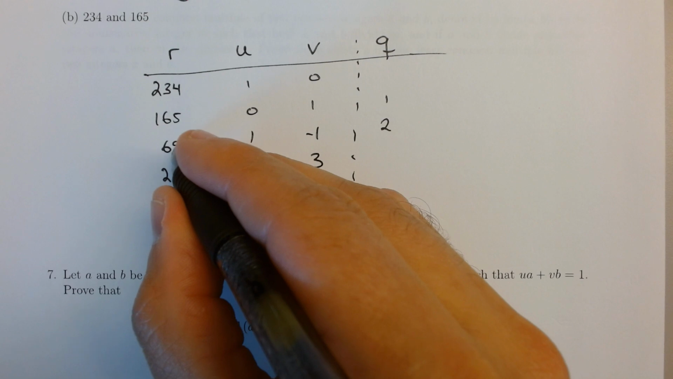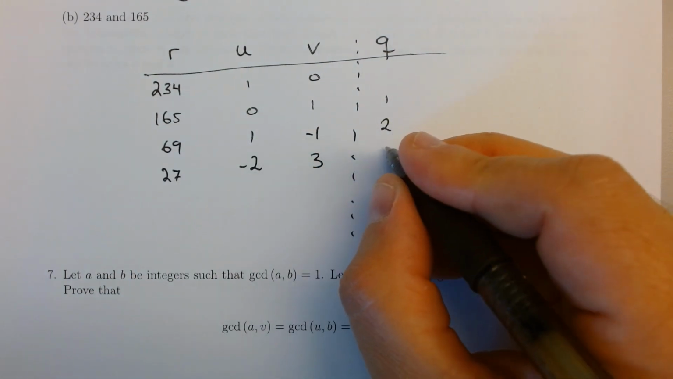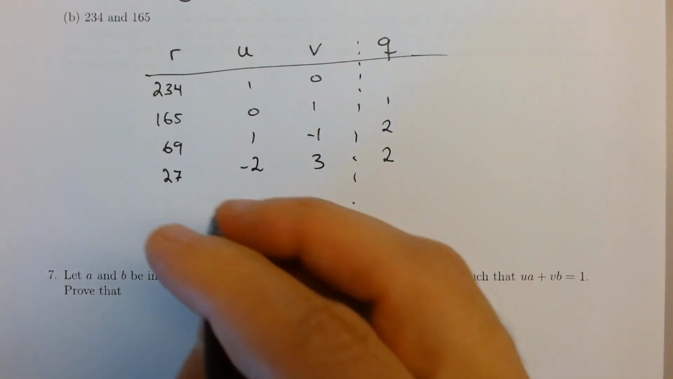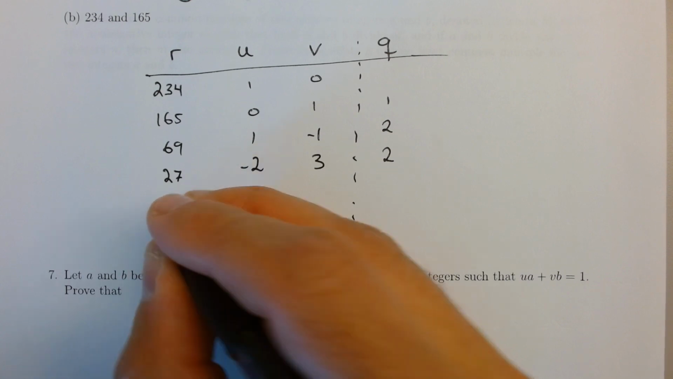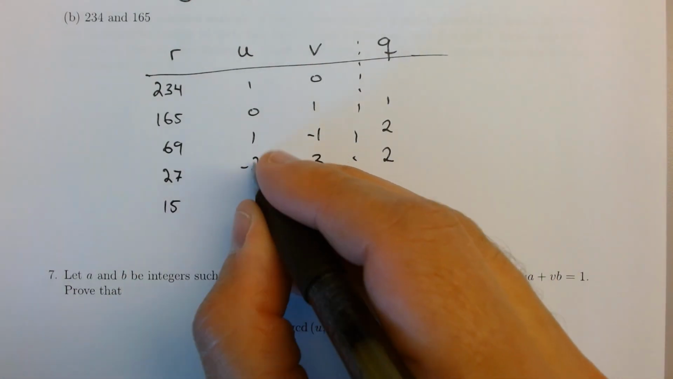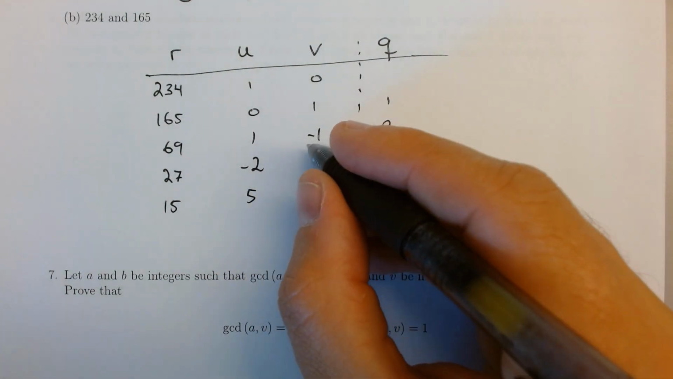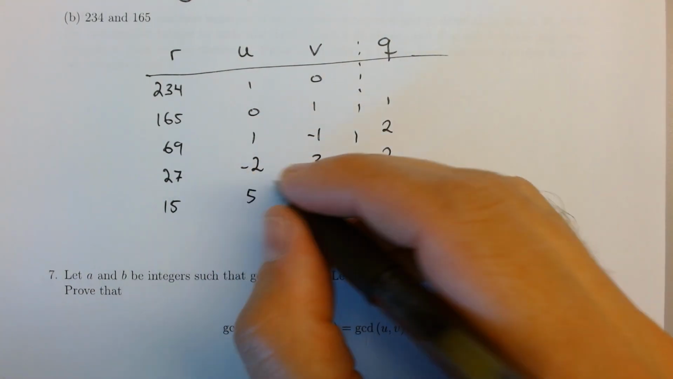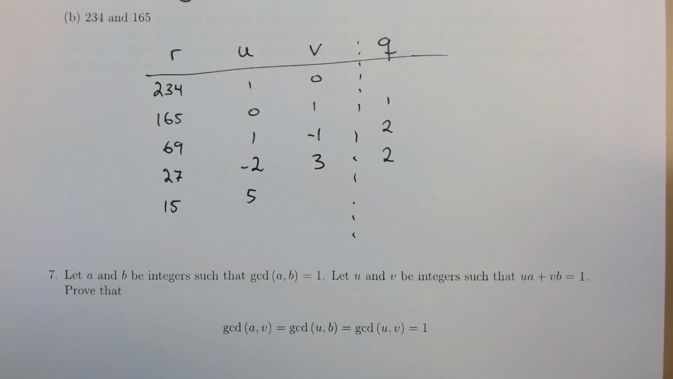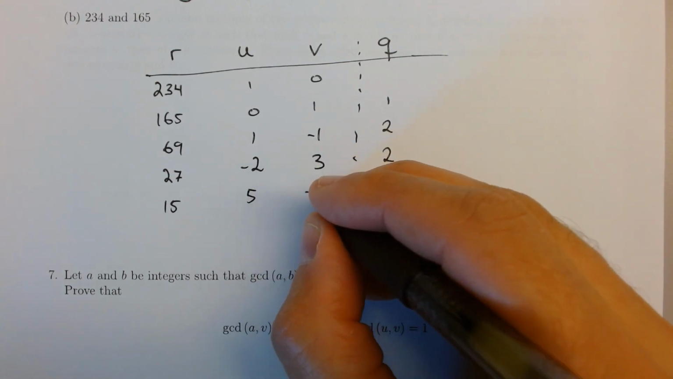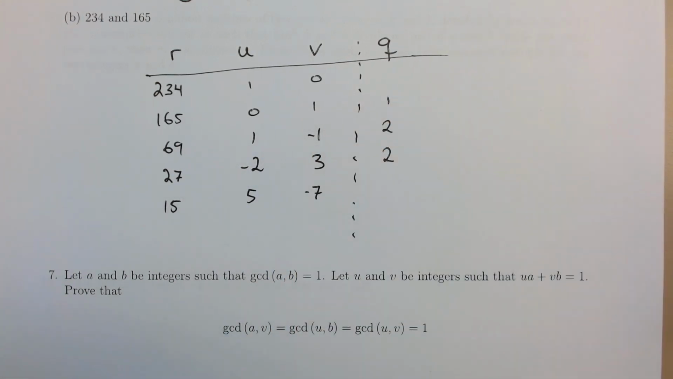Go again, 27 into 69 goes in twice. So multiply by 2, you get a remainder of 15. 1 minus 4 is positive 5. So you notice the negatives here kind of just alternate sides as you go. So minus 7, if I do minus 1, minus 6.